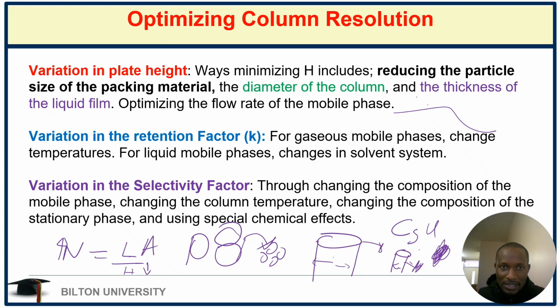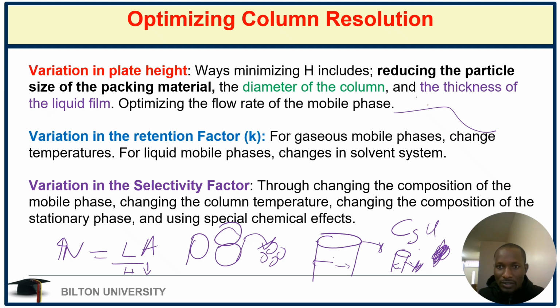So let's look at something else that you can do, variation in the retention factor. What is the retention factor? We looked yesterday that retention factor is just the ratio of time a solute can spend in the stationary phase compared to the time it can spend in the mobile phase. So for gaseous mobile phases, change the temperature. For liquid mobile phase, you can change the solvent system.